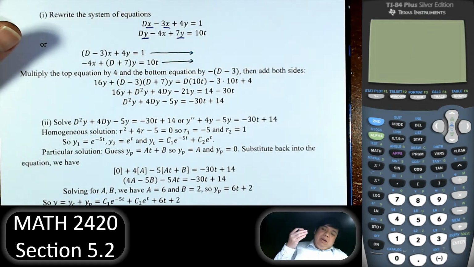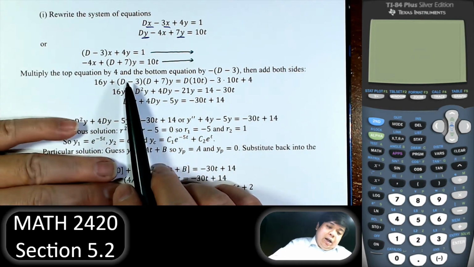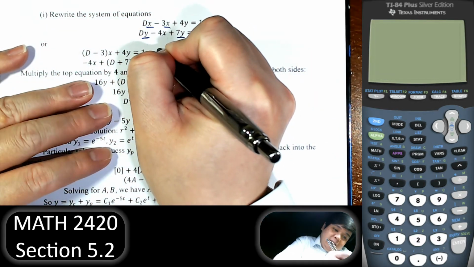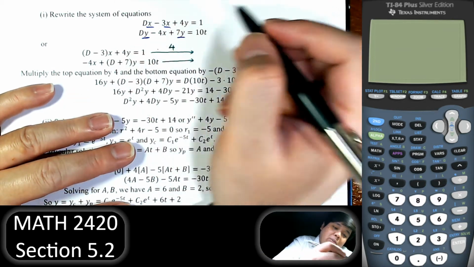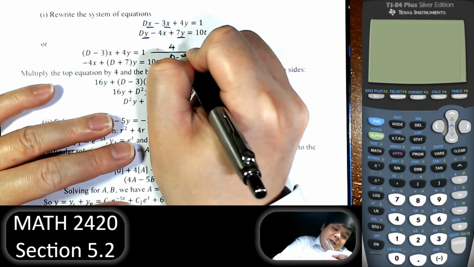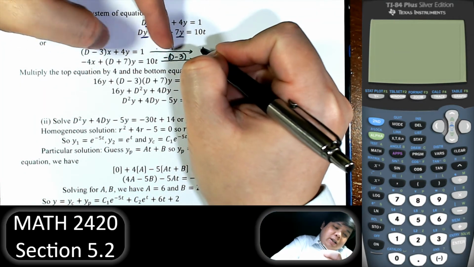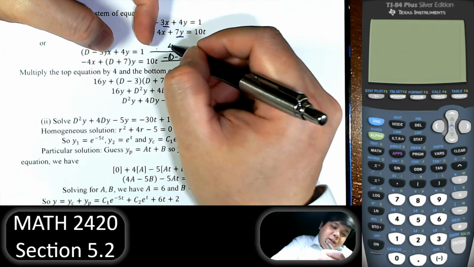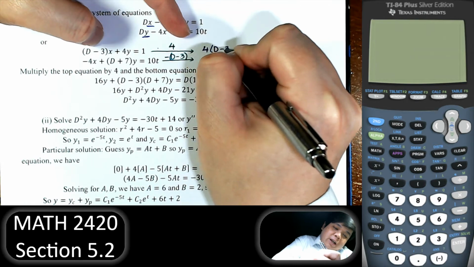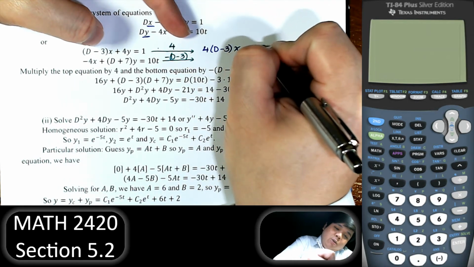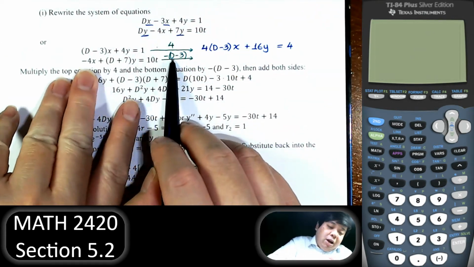So we can either eliminate x or eliminate y. Let's say we multiply the top equation by 4 and the bottom equation by (D minus 3). We do that on both sides. We have 4(D minus 3)x plus 16y equal to 4. Multiply on both sides.